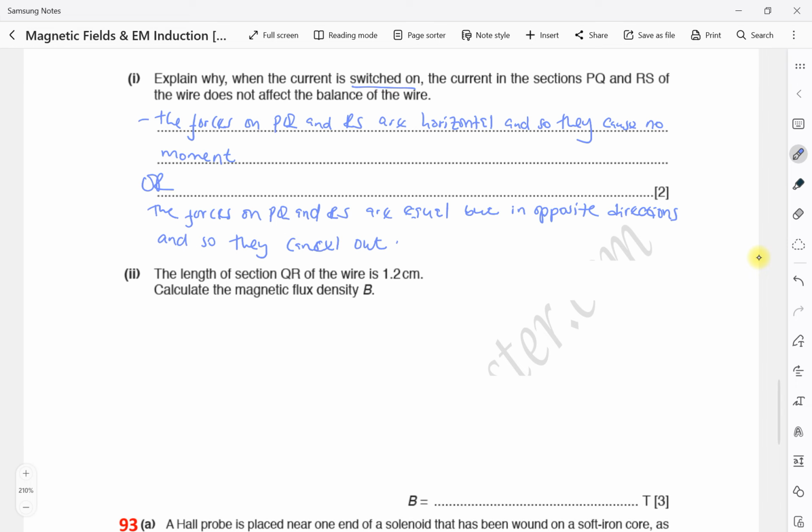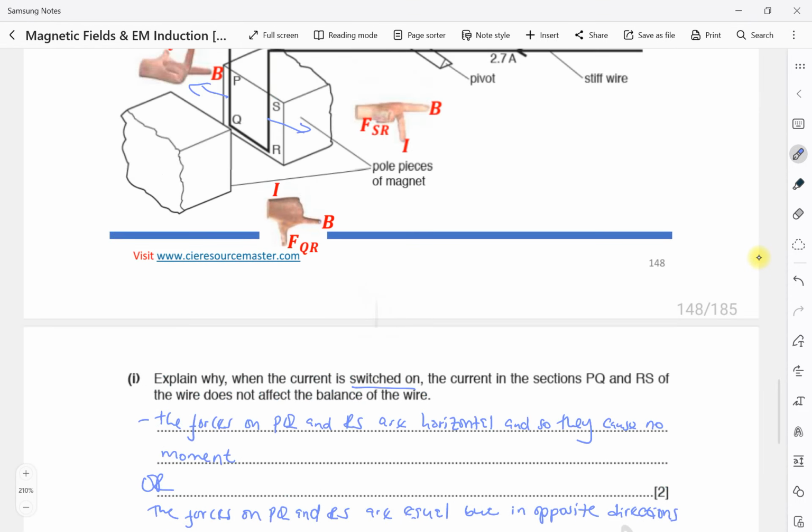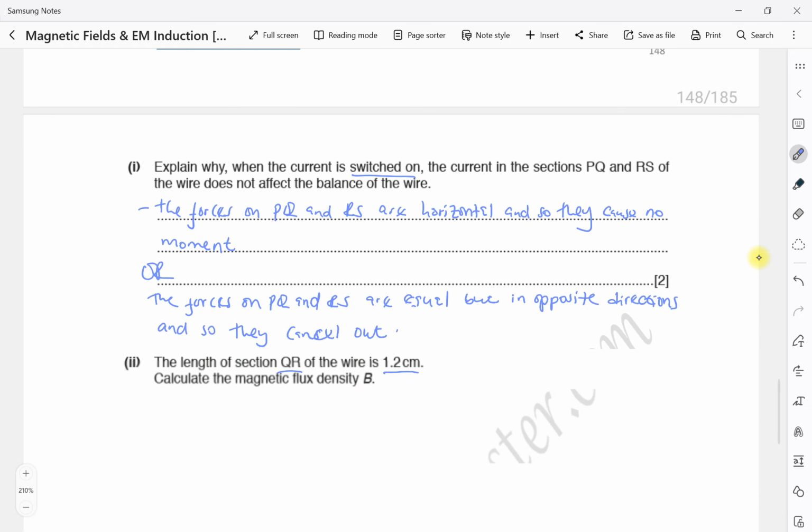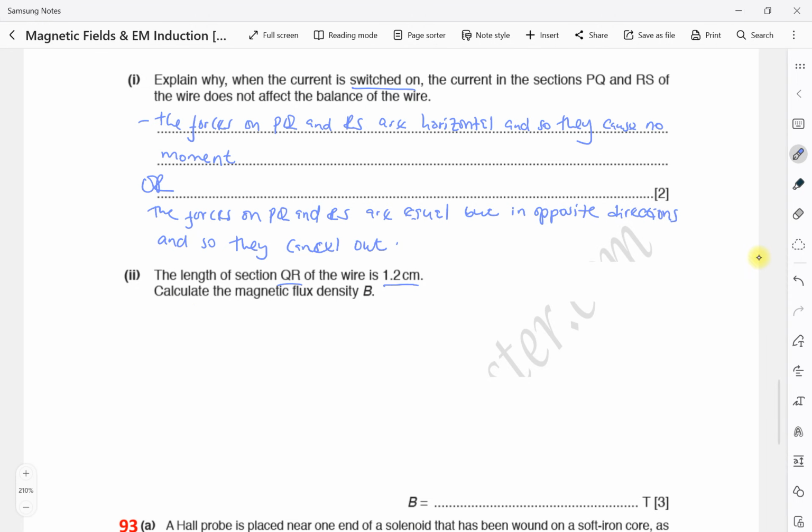The length of section QR of the wire is 1.2 centimeters. Calculate the magnetic flux density. So, of course, we know that the force on QR is going to be equal to BIL. And remember, to restore balance, there was a change in clockwise moment. Of course, the force is going to cause an anti-clockwise moment. Therefore, we have to add a mass to cause a change in clockwise moment, and these two changes must be equal.